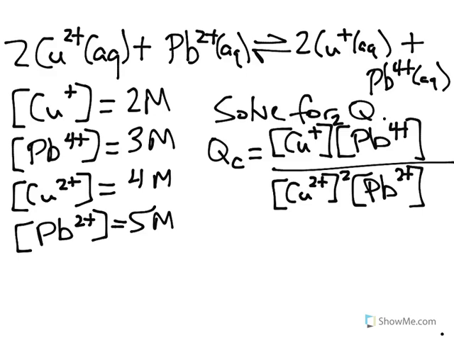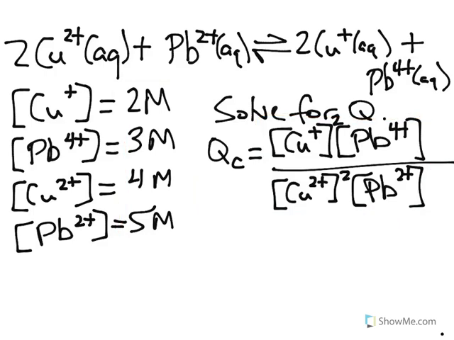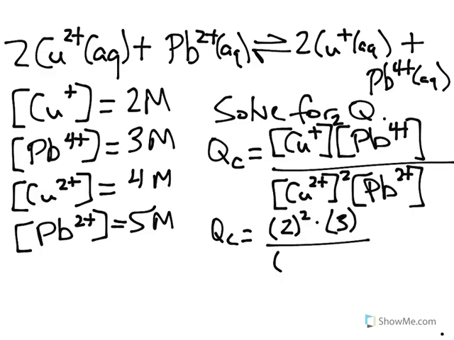Now I just want to know what's the value for Q. Well, I know all of these concentrations right here, so it's just a matter of plugging them into their respective positions. So Qc equals the copper 1+ concentration, which is 2 molar, squared, times the lead 4+, which is 3 molar, over the copper 2+, which is 4 molar, and don't forget to square it, and the lead 2+, which is 5 molar. When you plug these in, you get a value for Q of 0.15.